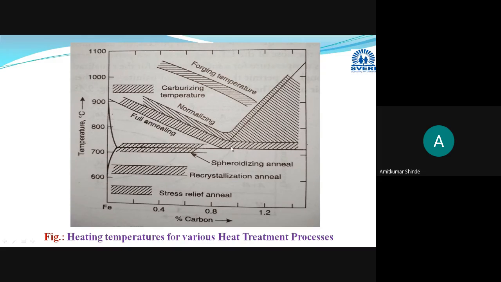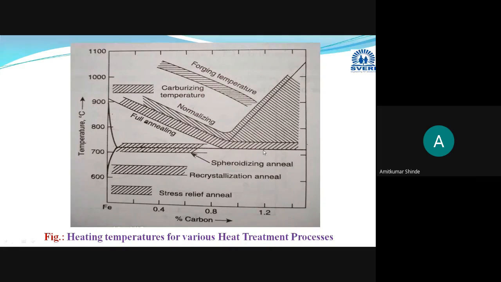And for hypereutectoid steels, heating temperature should be above A1, this is the A1 temperature line, above A1 by 50 degrees Celsius. Okay, this is the temperature zone for hardening. You have to draw this diagram and show the temperature zone in examinations, and try to highlight these zones for different processes.